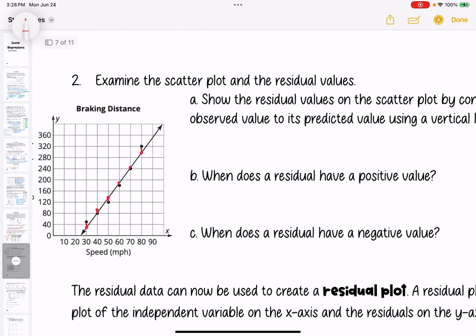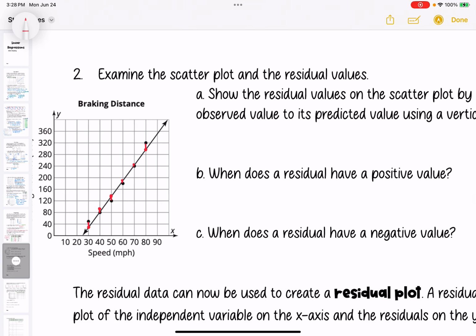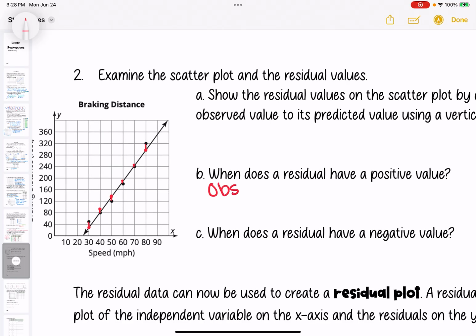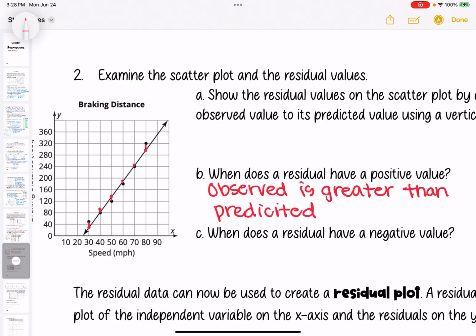So when does a residual have a positive value? That's when observed is greater than predicted. And the residual has a negative value when observed is less than predicted. I don't even know if that's how you spell predicted. It's not. There's no I there.